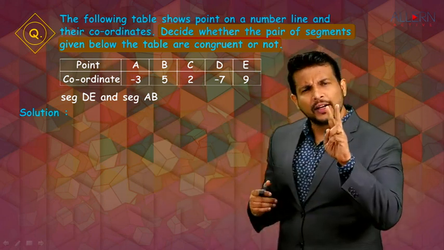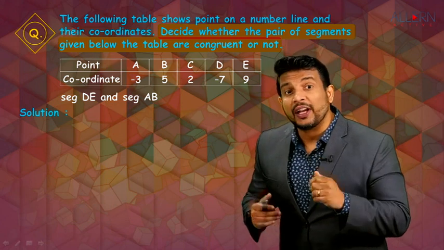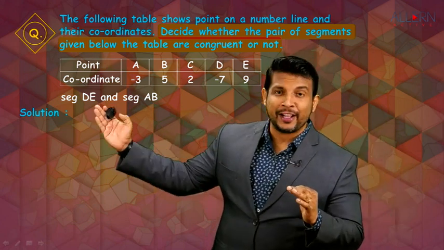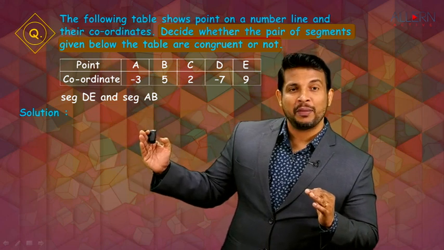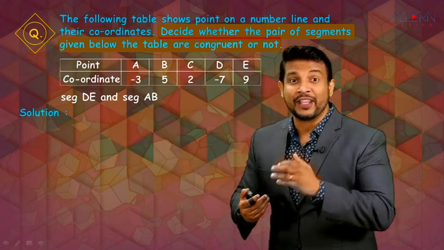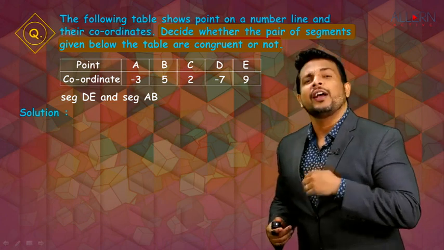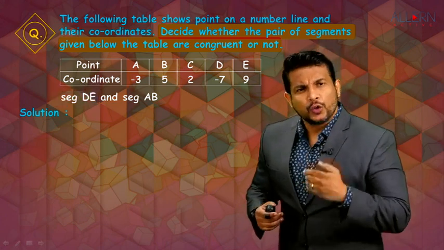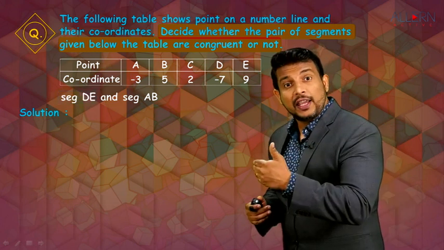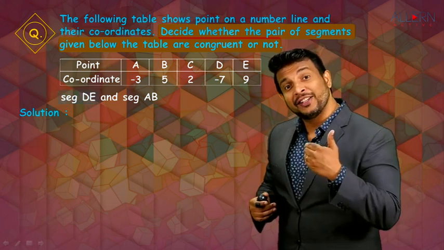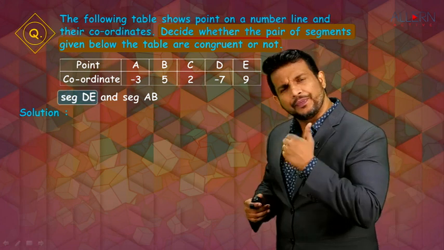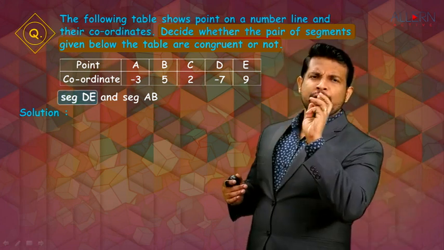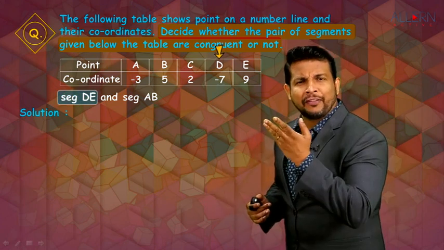Now, we know that two segments are said to be congruent if they are of equal length. That means we need to find the length of DE and the length of AB, and if we get them equal, we can say that the segments are congruent. Now let's focus on DE. To get the length of DE, in other words, we want the distance between D and E. That means we need to get the coordinates of D and E. Do we have it? Yes, we have it.